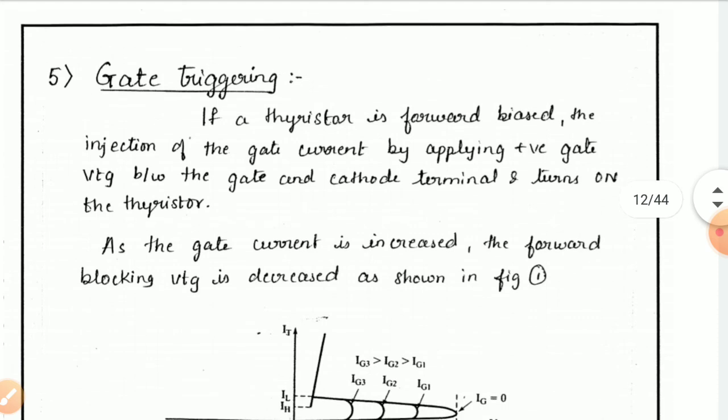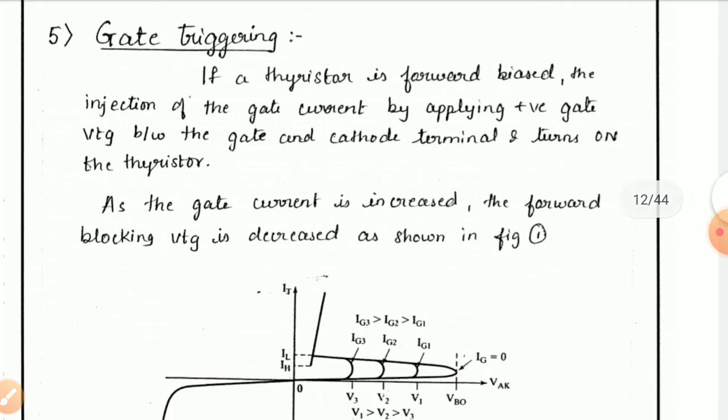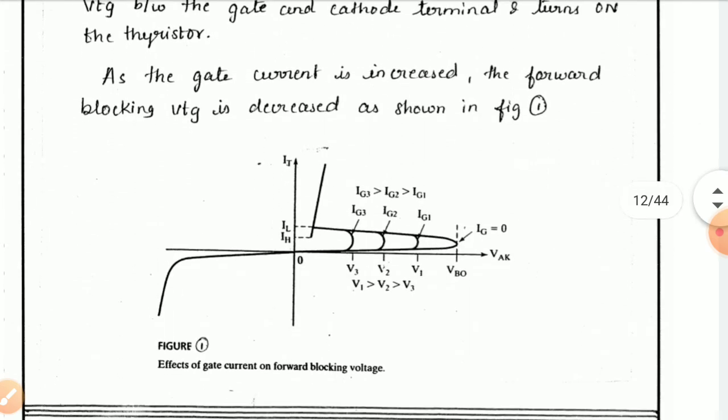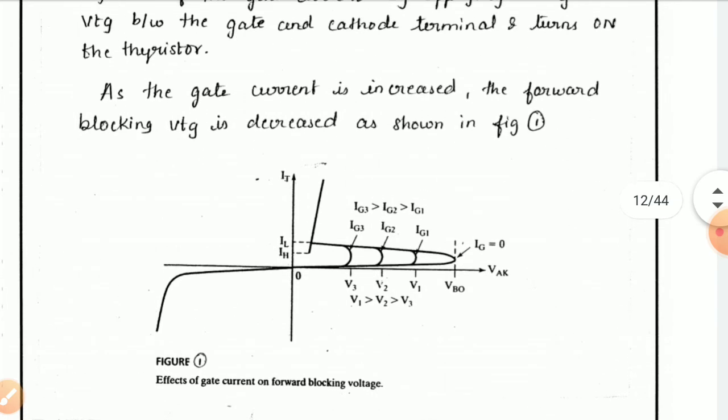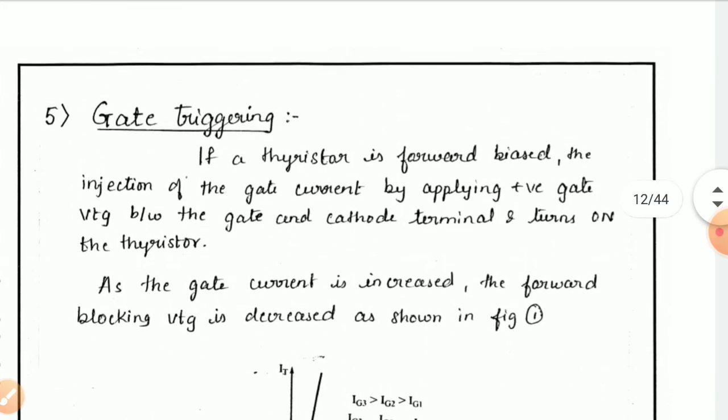As the gate current is increased, the forward blocking voltage decreases and the SCR goes to the on state. Out of these methods, gate triggering is most commonly used. High voltage triggering and thermal triggering are destructive phenomena with chances of equipment failure, so they are not commonly used.